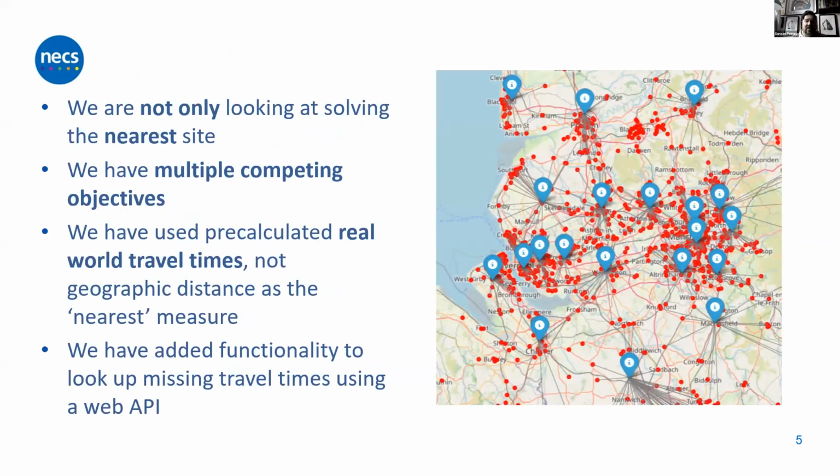So as I've said, we're not looking at just solving nearest site. That would be nice and easy, but unfortunately the real world isn't nice and easy. So we're using calculated travel times rather than crowfly distance. I know the graph there looks like crowfly distance, but that's just how I've displayed it. So using real world actual travel times, we've modeled the data.